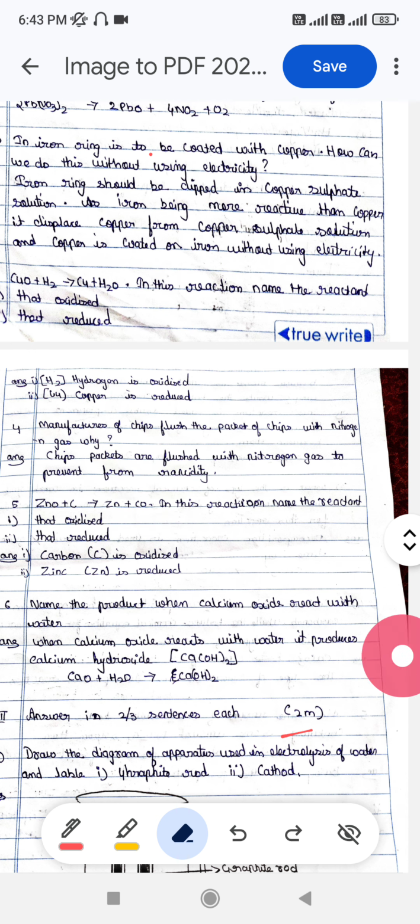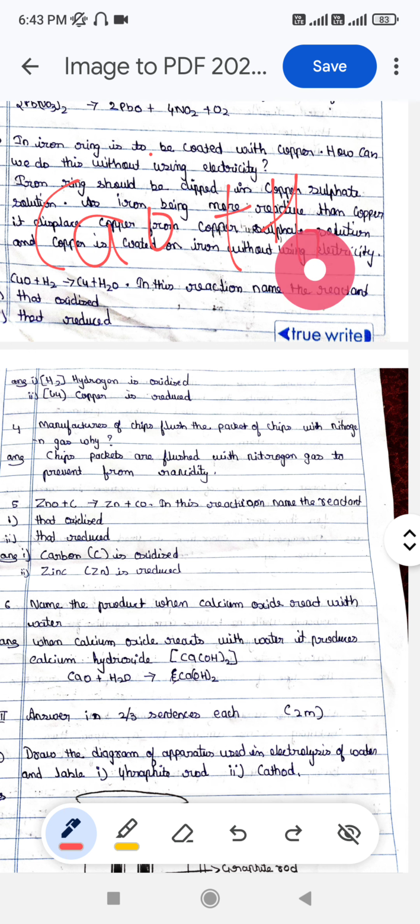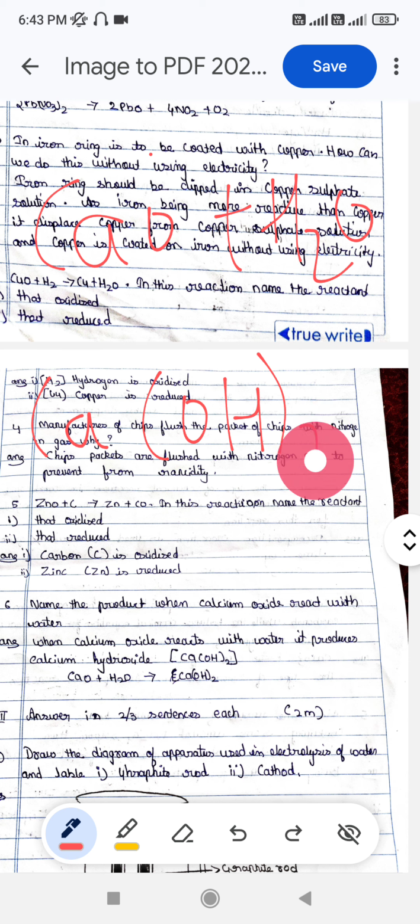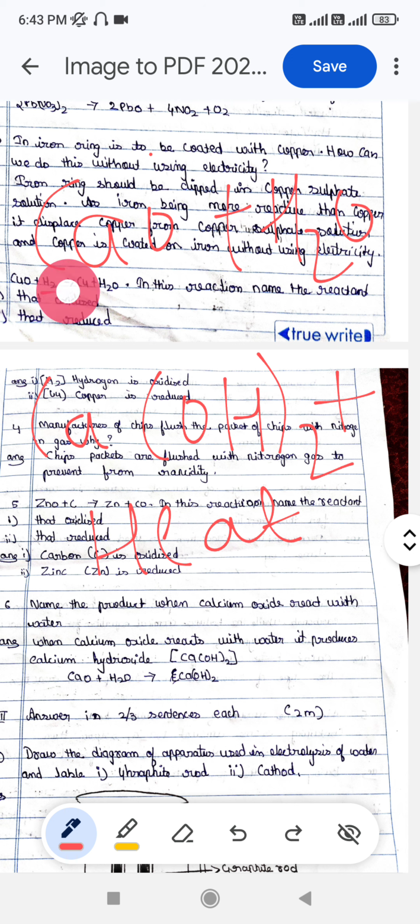What is our main question? Calcium oxide reacts with water. What is the product they are asking? Our product is Ca(OH)2 plus heat. Our answer is this much only. The question is, calcium oxide reacts with water, which product will be released? Our answer is Ca(OH)2, right? This is the answer to our question.